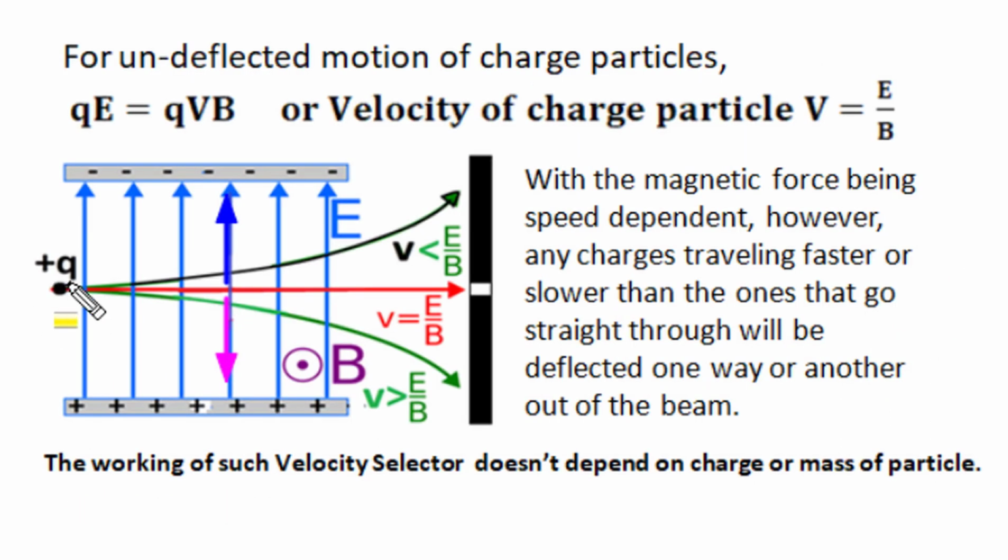So for undeflected motion of the charged particle along this red line, the electric force in the direction of electric field intensity, QE, must become equal and opposite to the magnitude of magnetic force by magnetic field flux density in magenta arrow direction, QVB, and with this condition the velocity of those undeflected charged particles going straight is given as a ratio of strength of electric field intensity and magnetic field flux density.